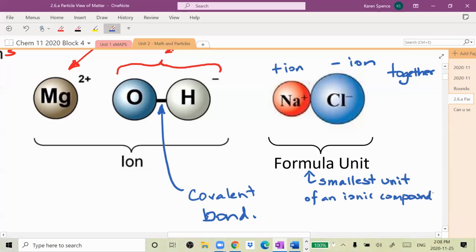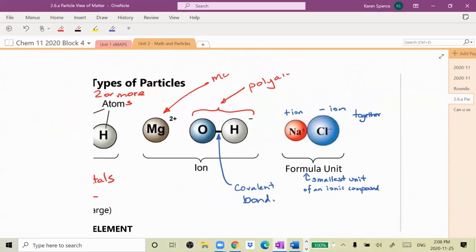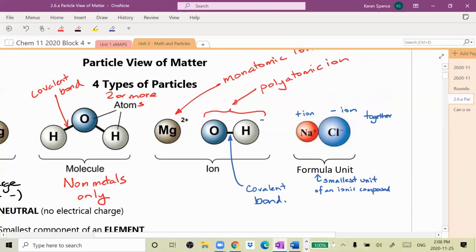We cannot call it a molecule. Why is that formula unit not a molecule? It does not have a covalent bond, and it's not made of nonmetals. I have one nonmetal and one metal. So if I have a metal and a nonmetal, that is going to be a formula unit. So here we have a metal plus a nonmetal.